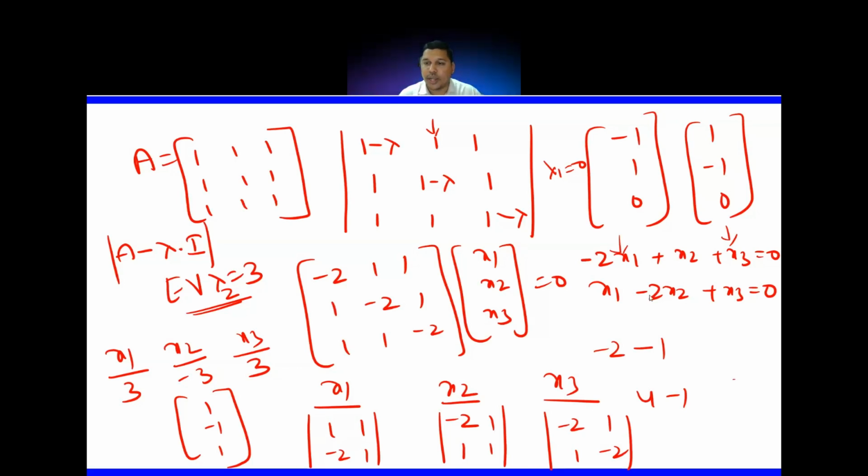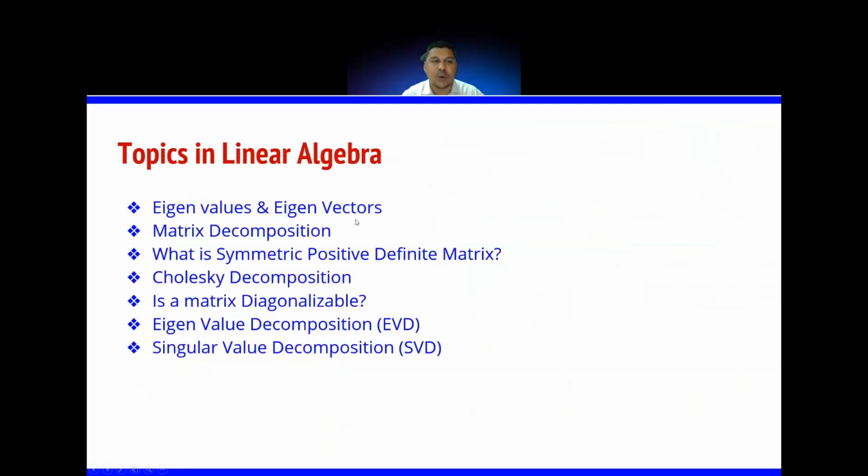So we got 2 eigenvalues, 0 and 3, and we got 2 eigenvectors. This way you can calculate, but in Python programming it's very, very simple. You can directly calculate the eigenvalues and eigenvectors there. So we have seen eigenvalues and eigenvectors.